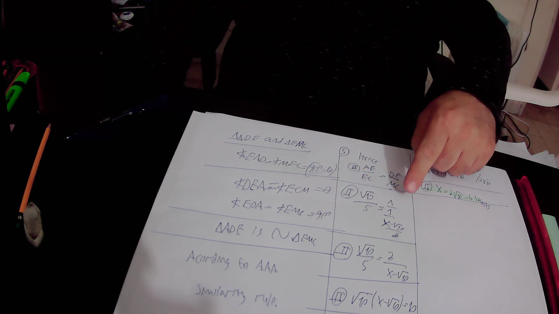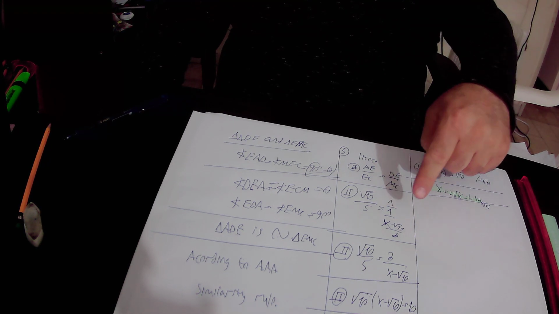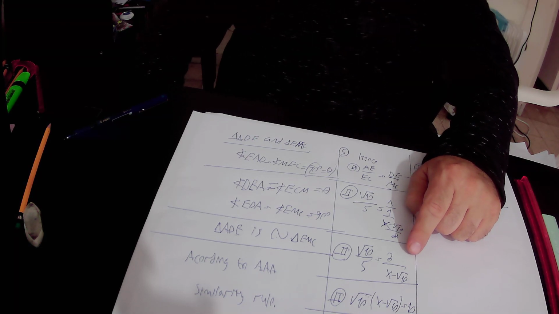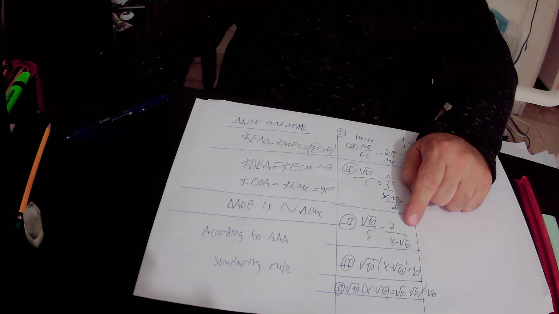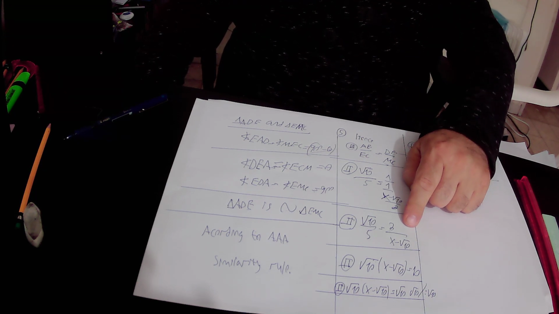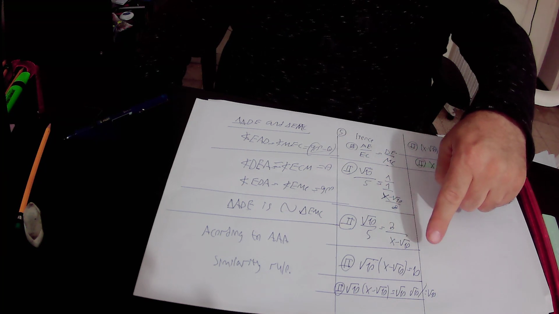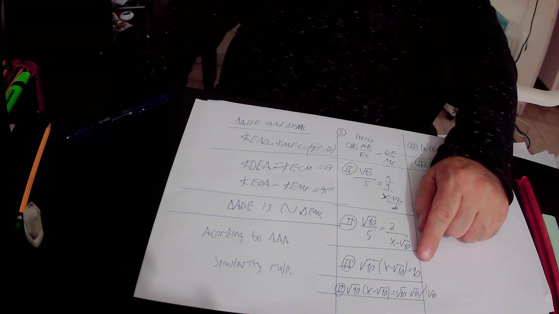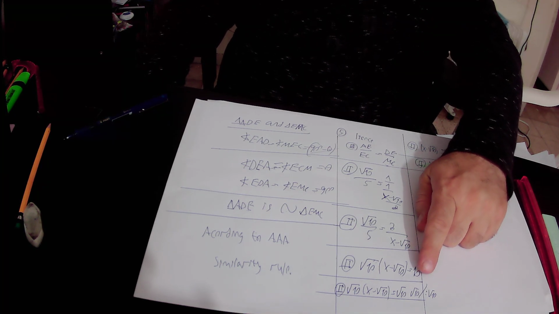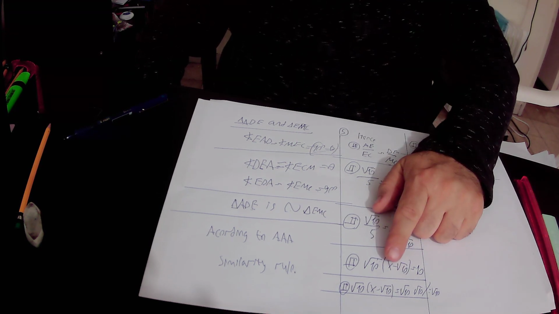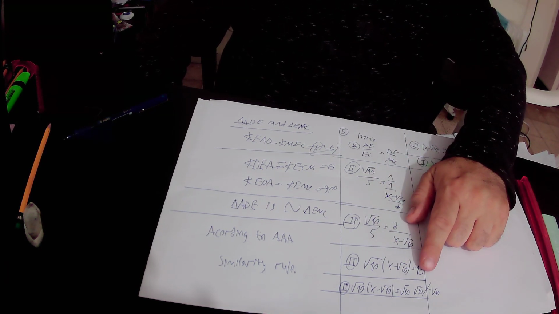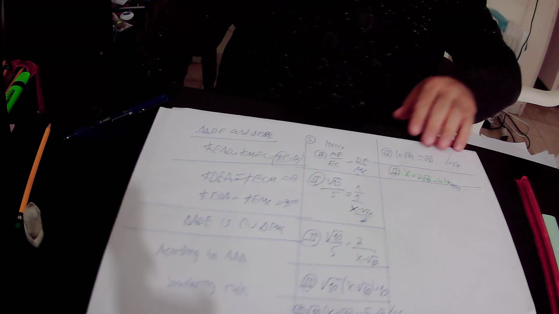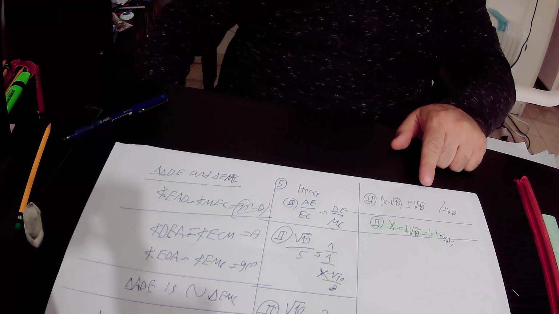Here we moved 2 to the numerator and x minus square root of 10 to the denominator, and we got that square root of 10 over 5 equals 2 over x minus square root of 10. Multiplying this equation, equation number 2, we got that square root of 10 times x minus square root of 10 equals 10. Since 10 equals square root of 10 times square root of 10, we substitute, and dividing this equation by square root of 10, we got that x minus square root of 10 equals square root of 10.